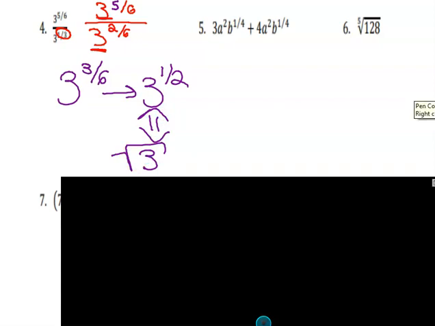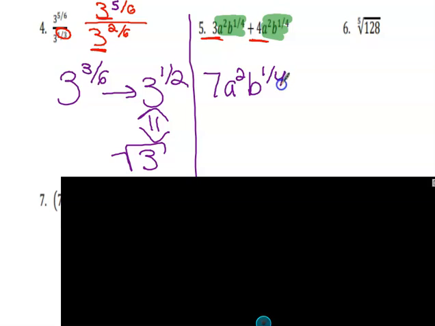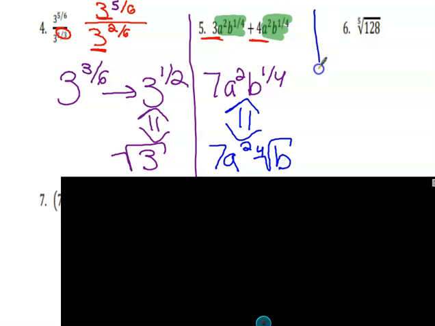All right, the next one. If you notice, a squared b to the 1/4, a squared b to the 1/4, holy cow, those are the same. So therefore, I'm going to combine the coefficients because it's like terms. So 3 plus 4 is 7, a squared, b to the 1/4. There we go. And if it's not written that way, let's say it's like a multiple choice situation, another way to write the 1/4, so I could say 7a squared and then 4th root b. So that's another way it could be written if it's not written the other way.